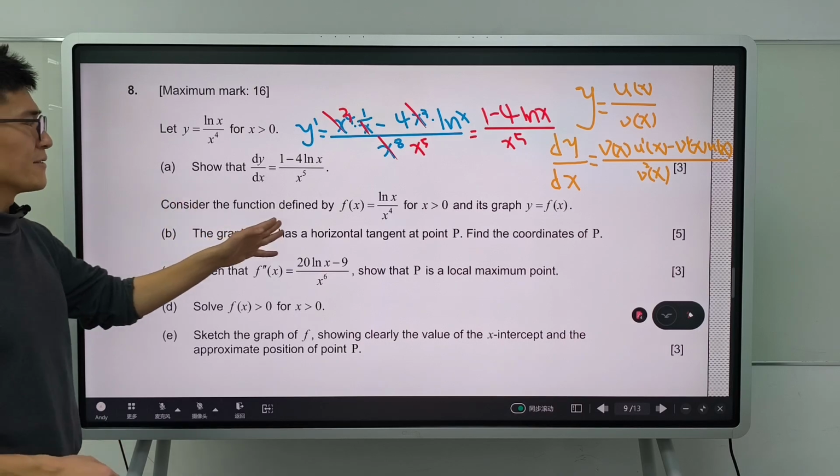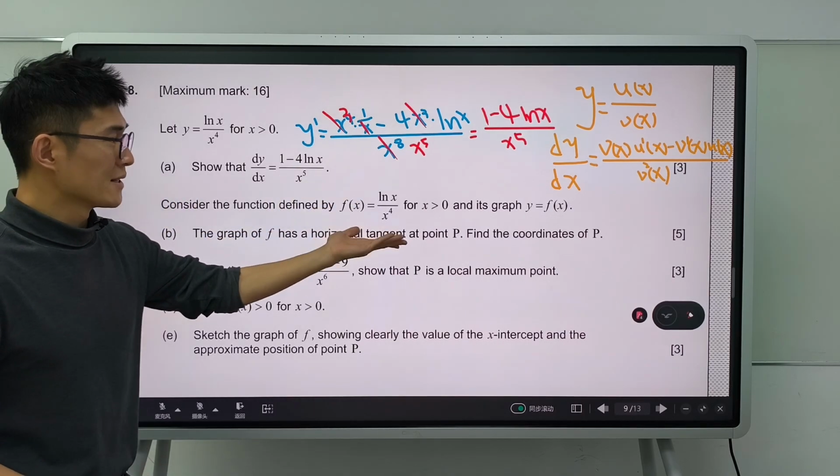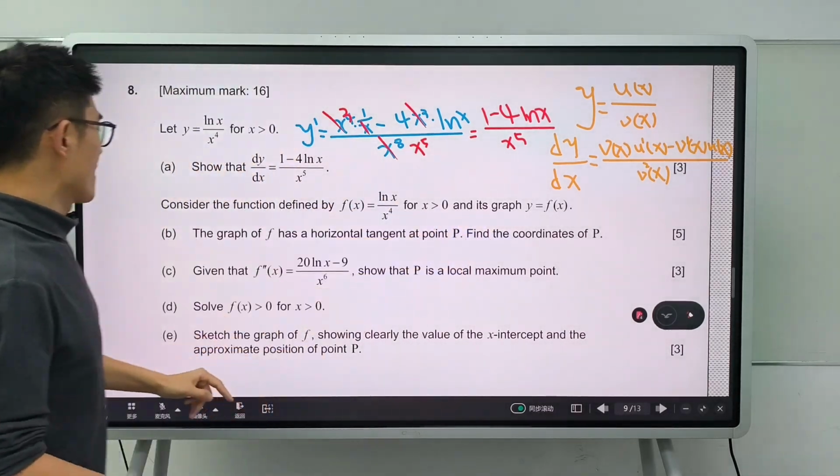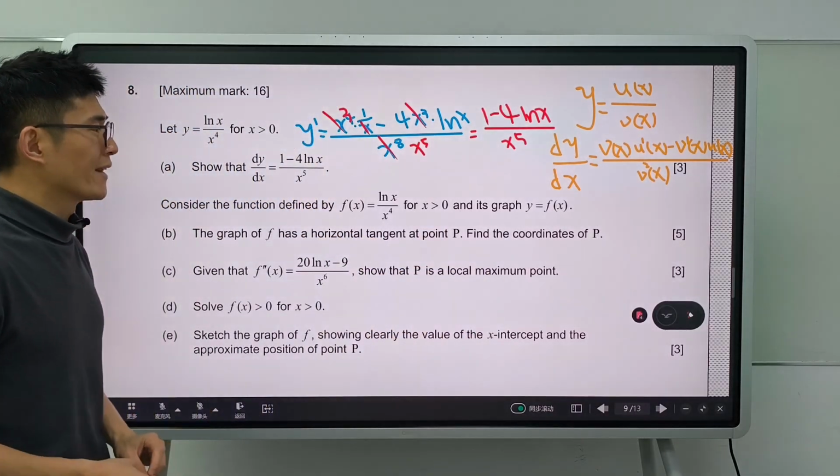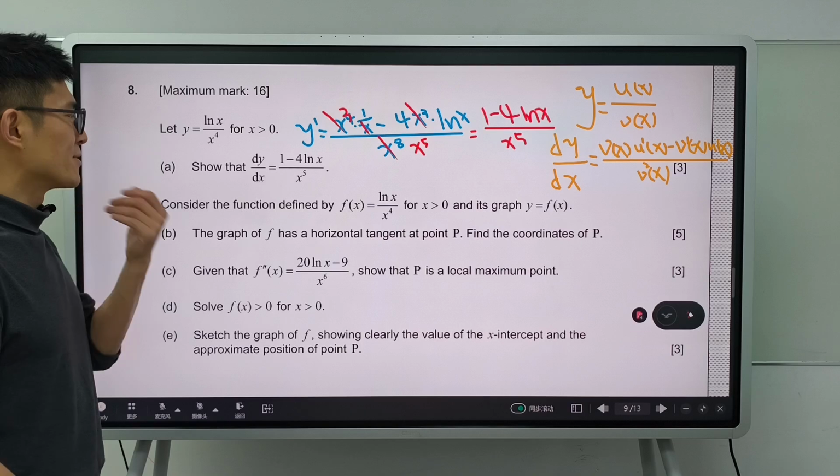And then consider this function. We get f of x, pretty much the same, and its graph is there. The graph has a horizontal tangent at point P, right? So find the coordinates of P. So how can we do that?